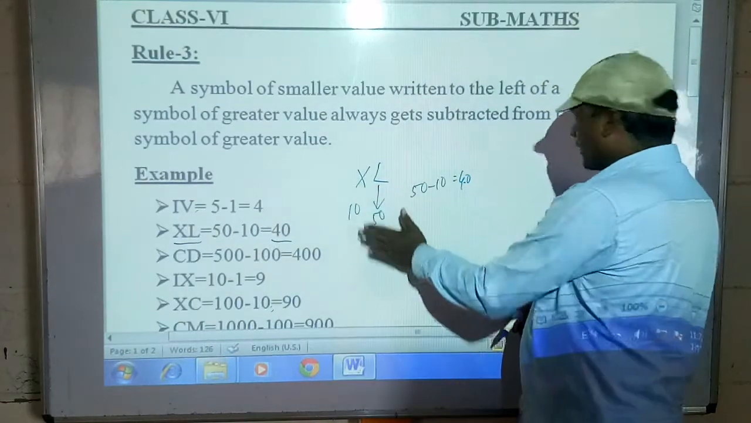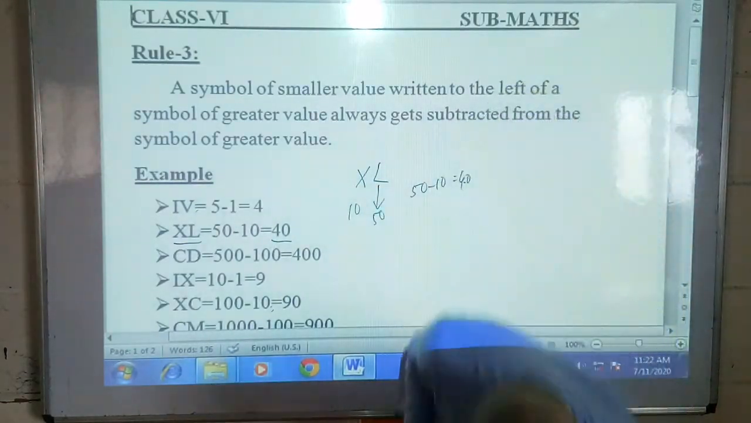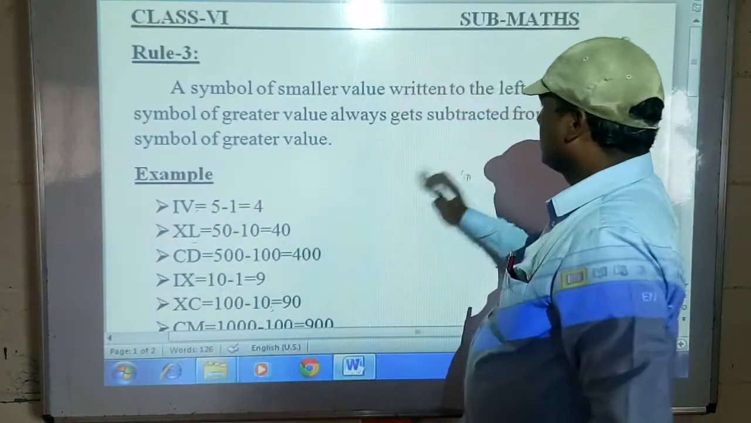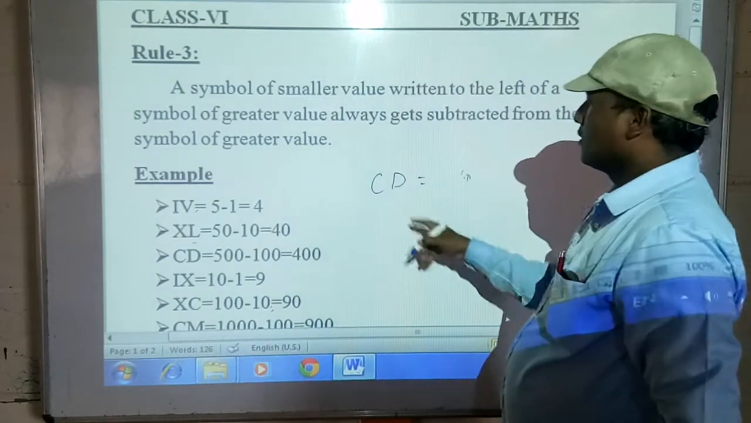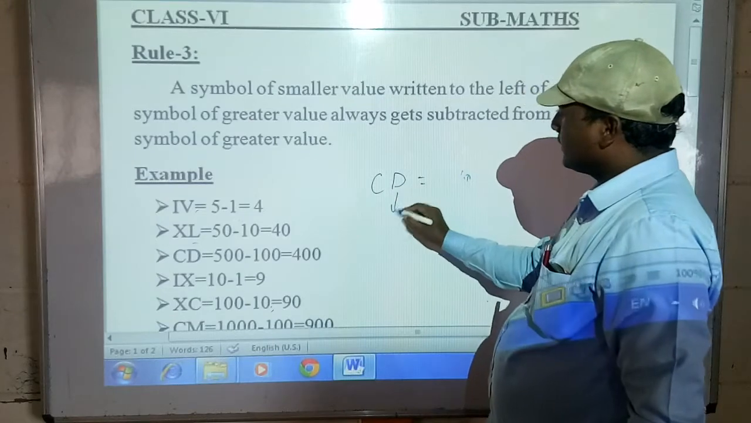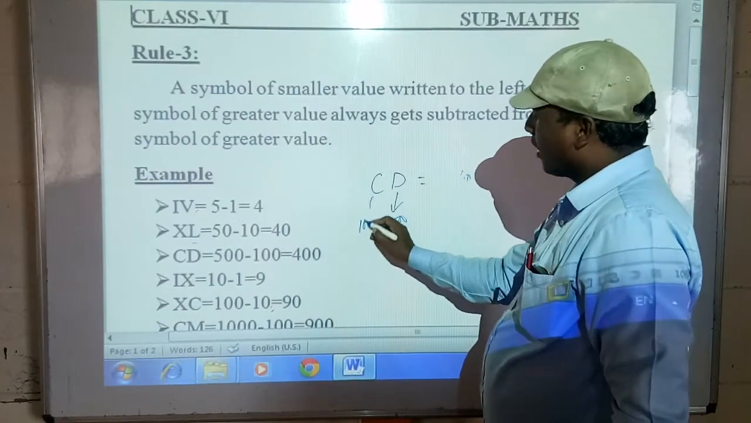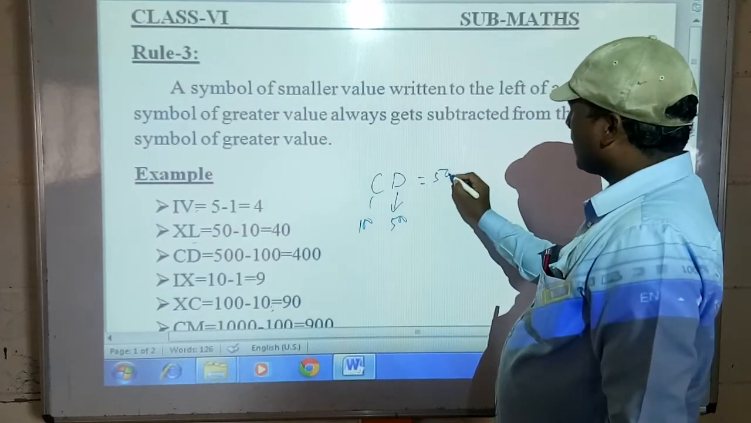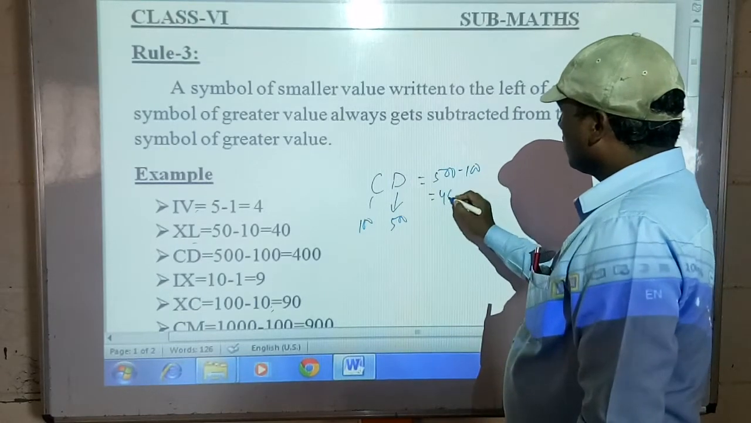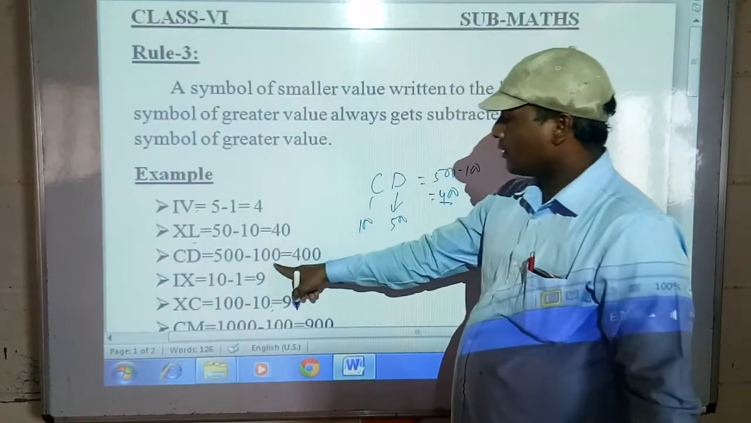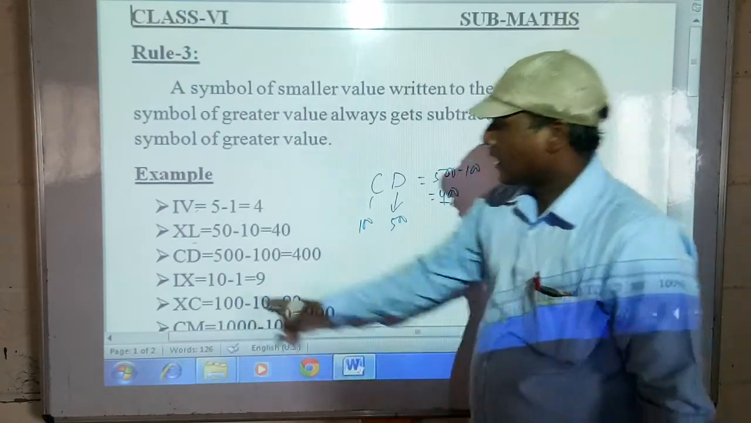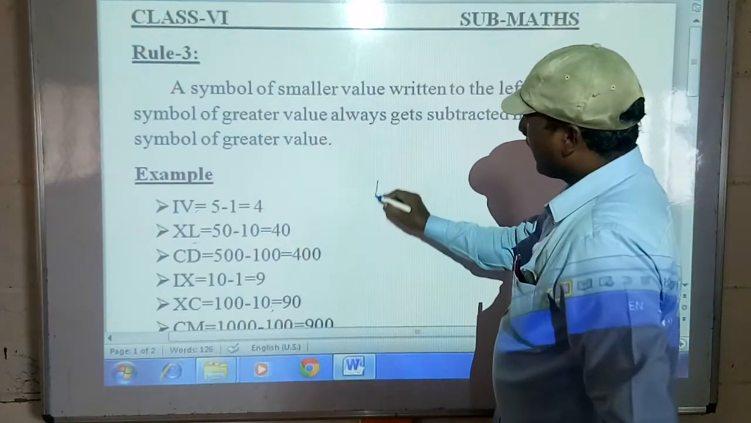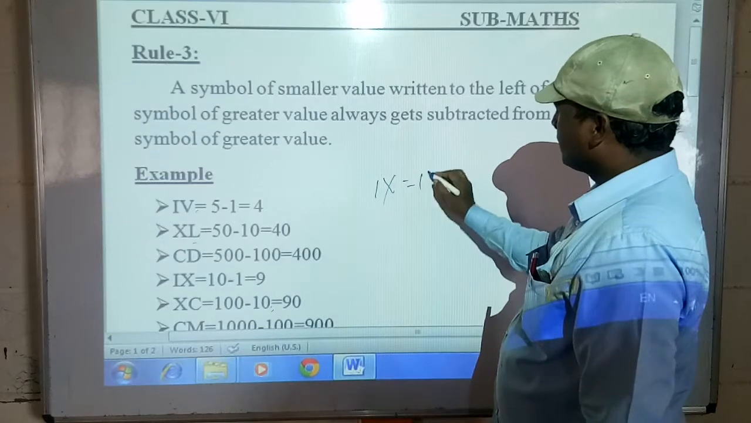Similarly, we can go to the next question, CD. Observe here. What is the greater value? D means 500 and C means 100. C is placed before it, on the left side, so we have to subtract. Hence 500 minus 100 is equal to 400. Next, IX, which I already told you. IX means 9. How? X is 10, minus 1.